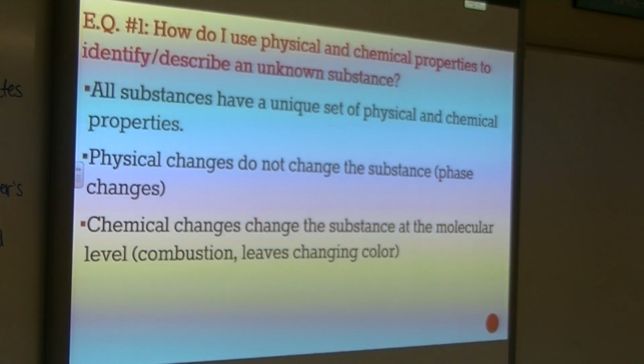Why do leaves change color? Yeah, that's exactly right. The chlorophyll breaks down, so chlorophyll is green. The chlorophyll breaks down, so they lose their chlorophyll, and that's what causes them to change color. So that's a chemical property of a leaf, that it will change color when it loses its chlorophyll.